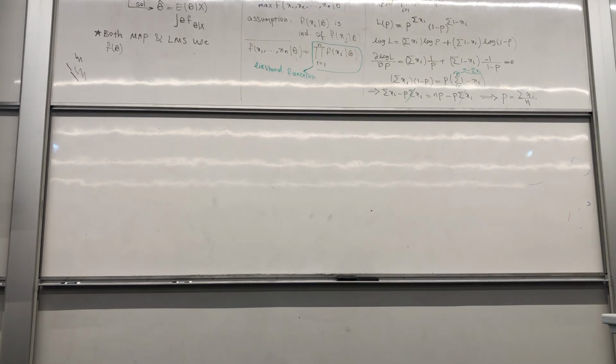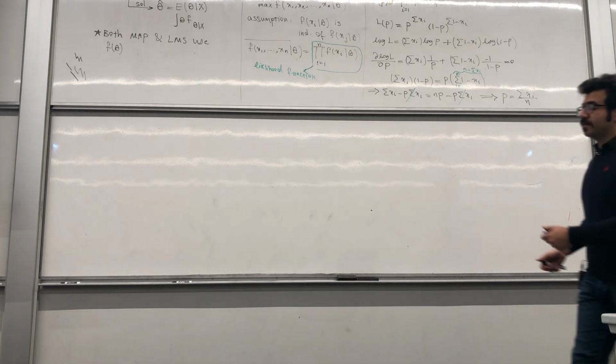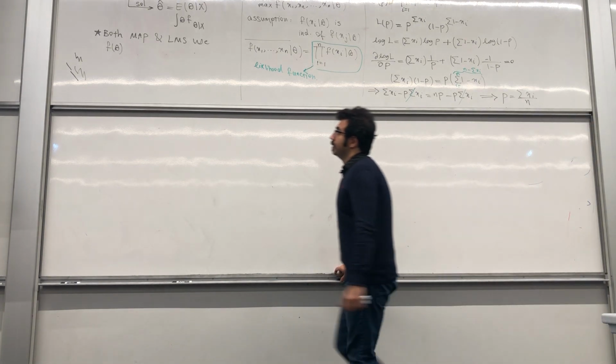Okay. The next question. Suppose we have random samples again, x1 up to xn, from the normal distribution with unknown parameter mu and variance sigma squared. Find the maximum likelihood estimator of mean and variance. The same thing, but now we have Gaussian distribution instead of Bernoulli.